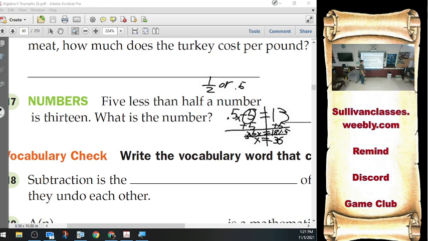I want to bring up something we were just talking about. If you didn't use 0.5, right here you just divided by 0.5. You just got a calculator and said divide by 0.5. What if in place of 0.5x plus 5 is 13, I said 1/2 x plus 5 is 13?